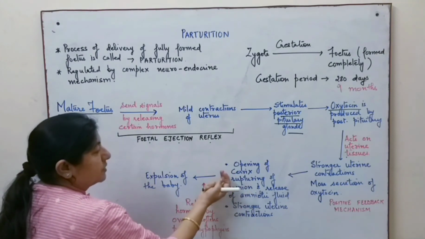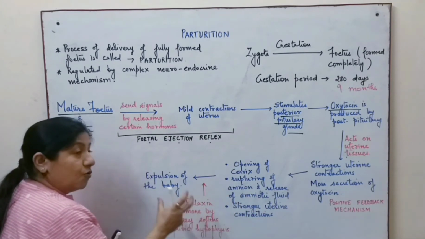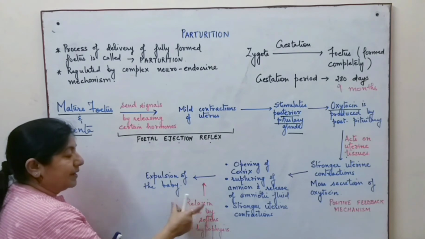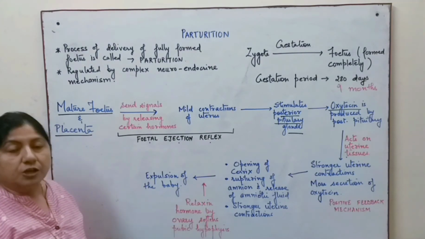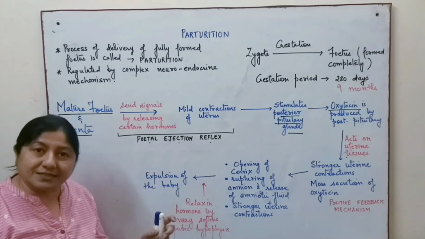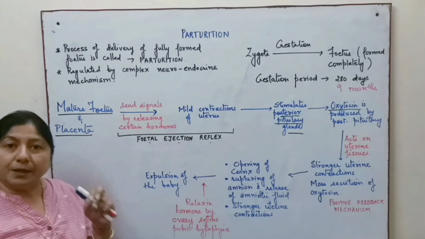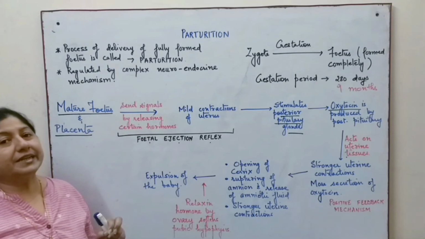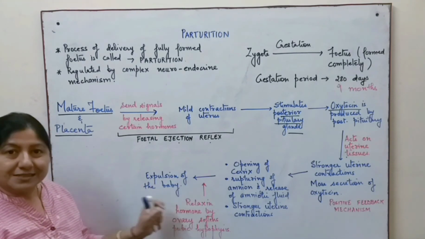The movement of the baby from the uterus, apart from the stronger uterine contractions, is also supported by the release of the relaxin hormone from the ovary. So the ovary will continuously secrete the hormone relaxin, that will soften the pubic symphysis region, facilitating the easy birth of the child. So the birth of the baby takes place.